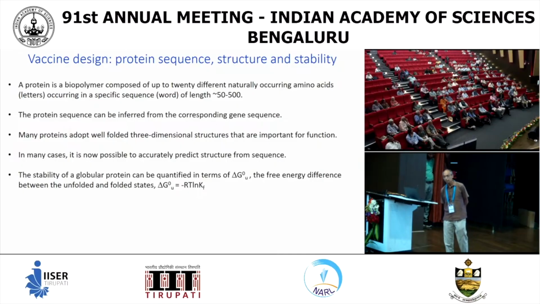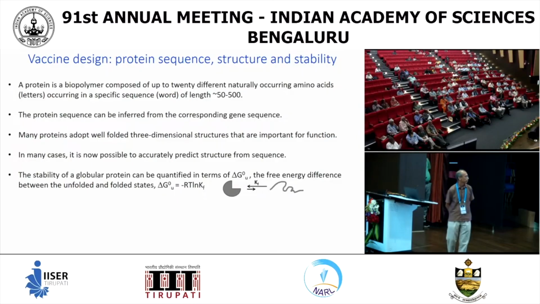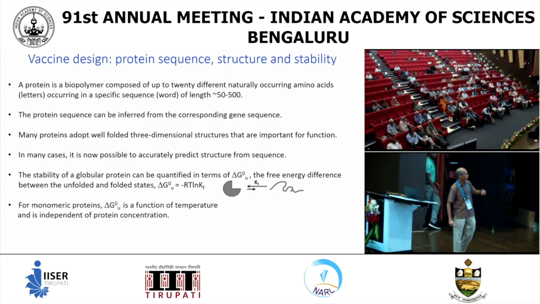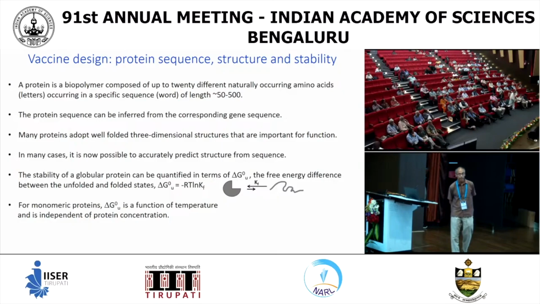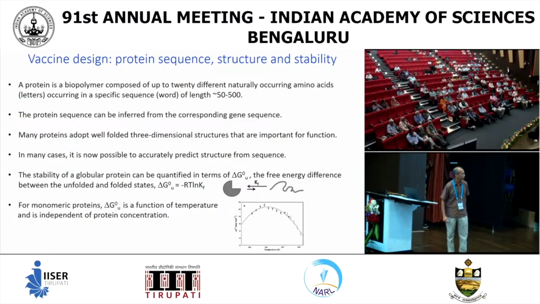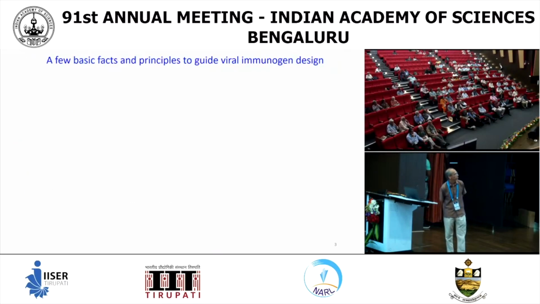The stability of a globular protein can be quantitated in terms of the free energy of folding or the free energy of unfolding, which is related to the equilibrium constant in a straightforward way. And for monomeric proteins, this free energy of unfolding is a function of temperature. So as you heat up the protein, the equilibrium shifts to the more disordered state. And very interestingly, for many proteins, this equilibrium also shifts to the disordered state when you go to low temperature. That's called cold denaturation, and this is typically below 0 degrees centigrade, so we don't observe it. And so you get this so-called stability curve.